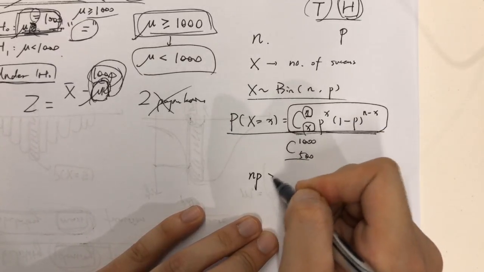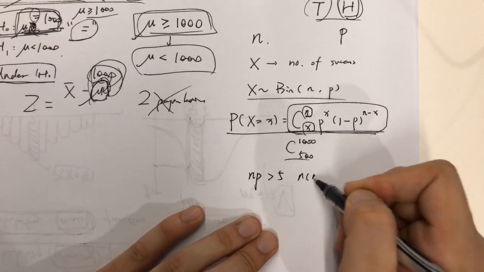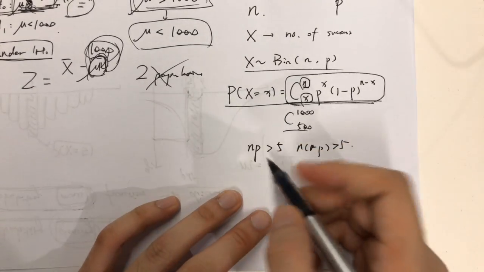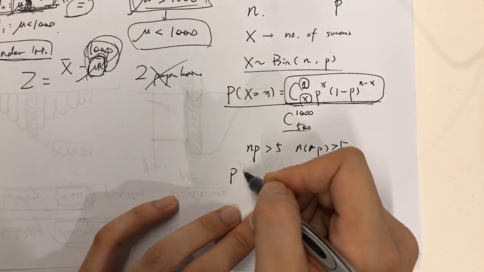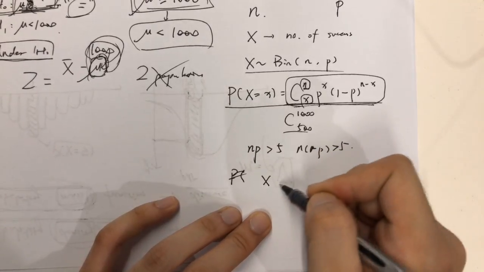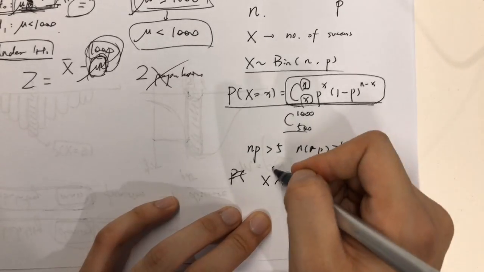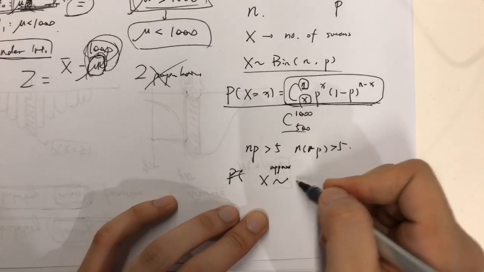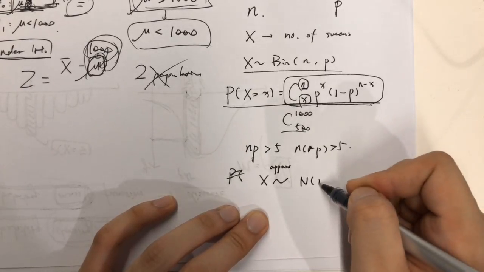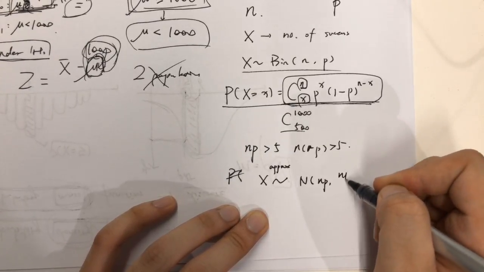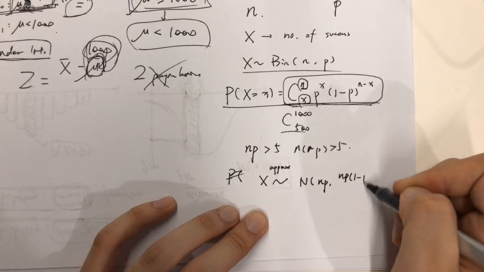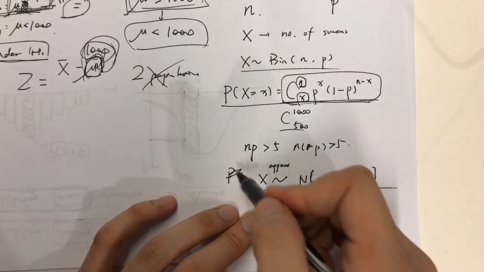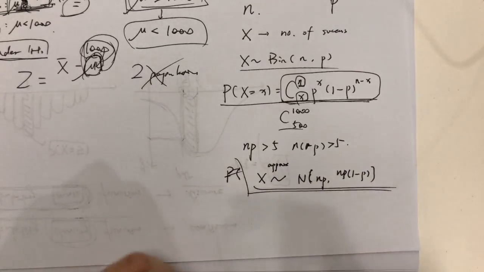if n and p are large enough, which is np greater than 5 and n times 1 minus p greater than 5. In this way, X can be approximated by a normal distribution with mean np and variance np times 1 minus p. Okay, so this is when we use the normal approximation.